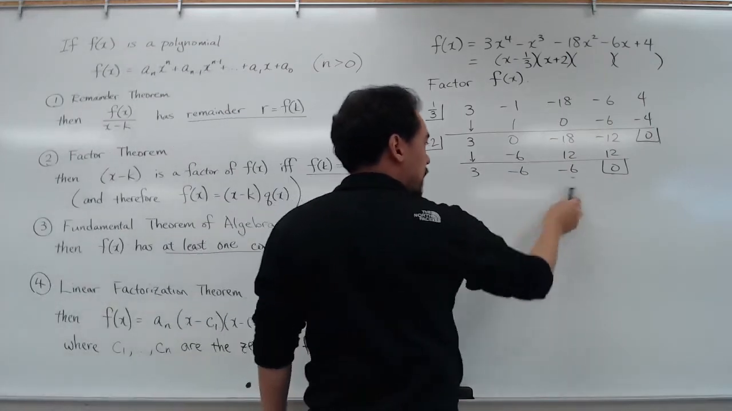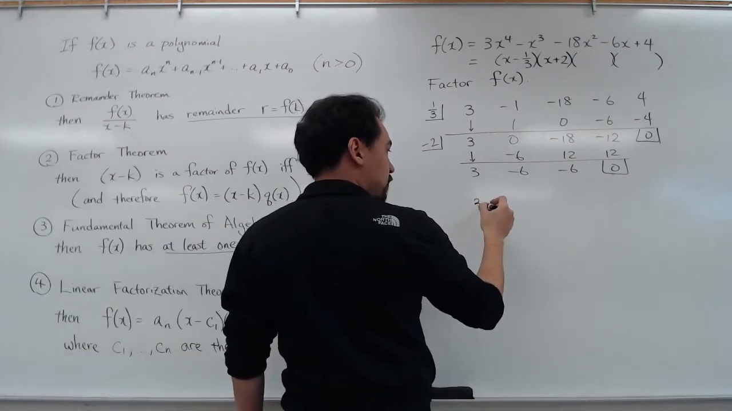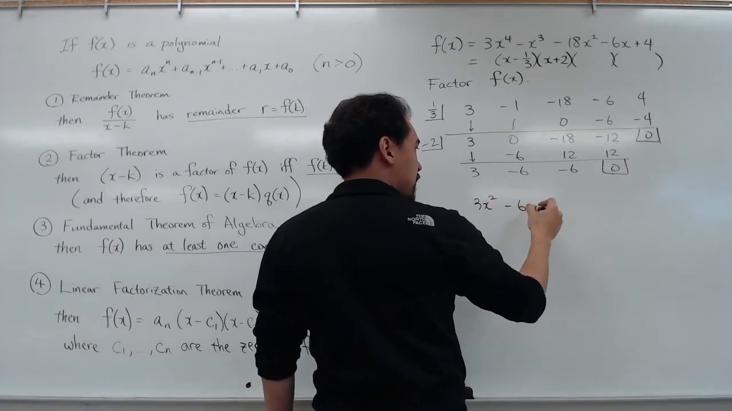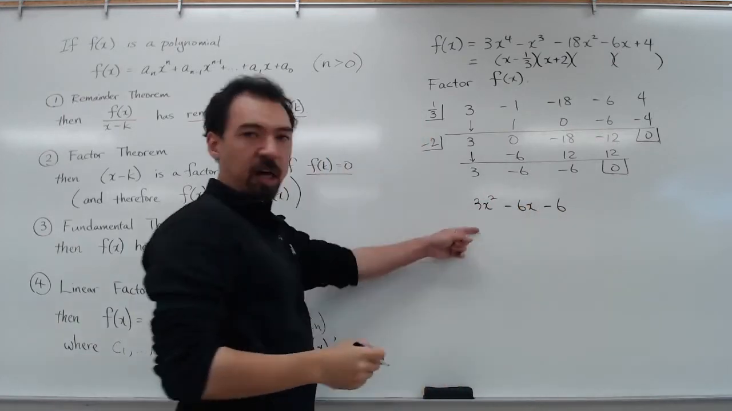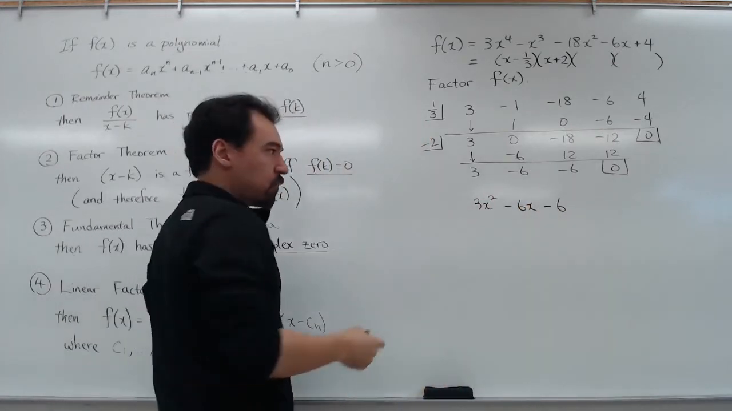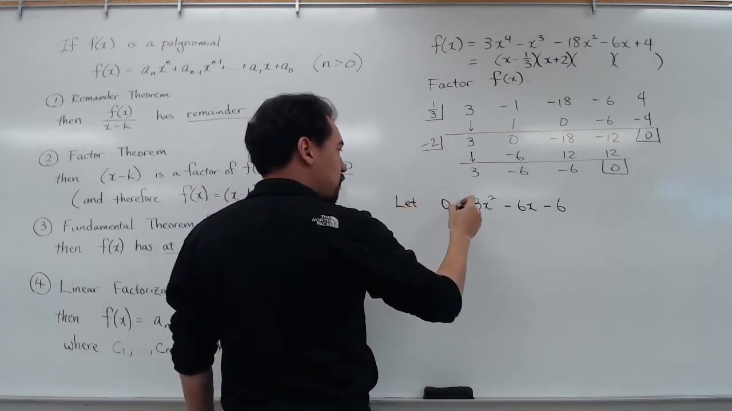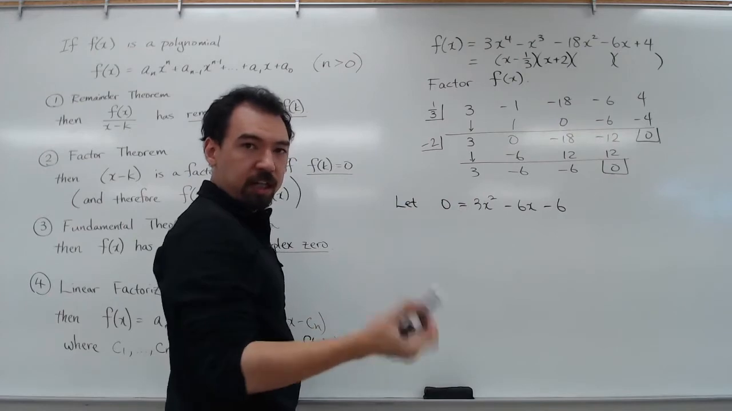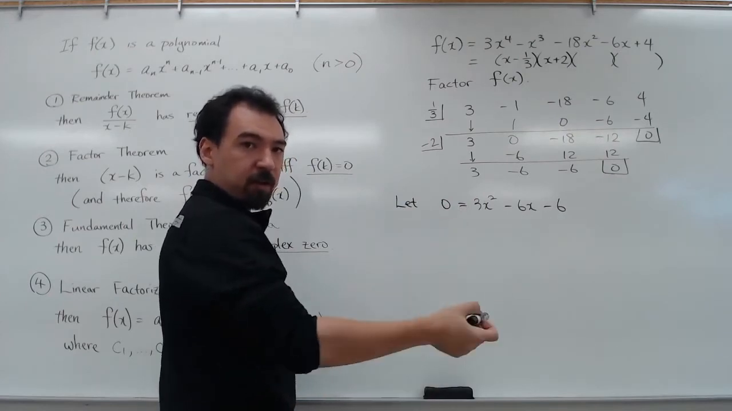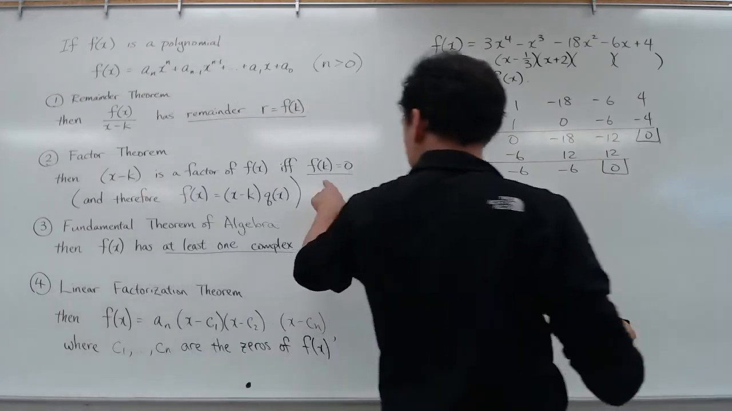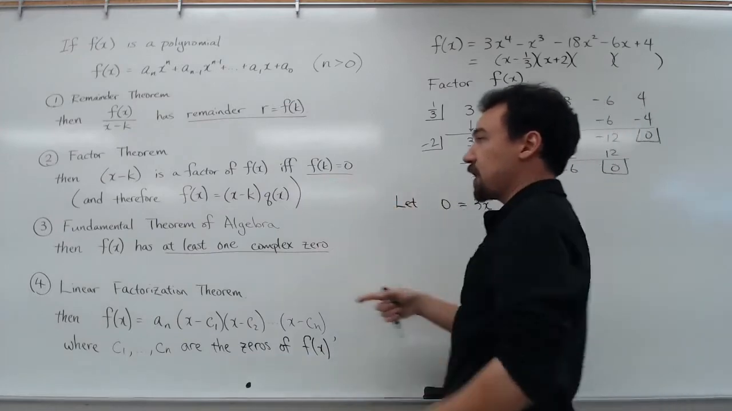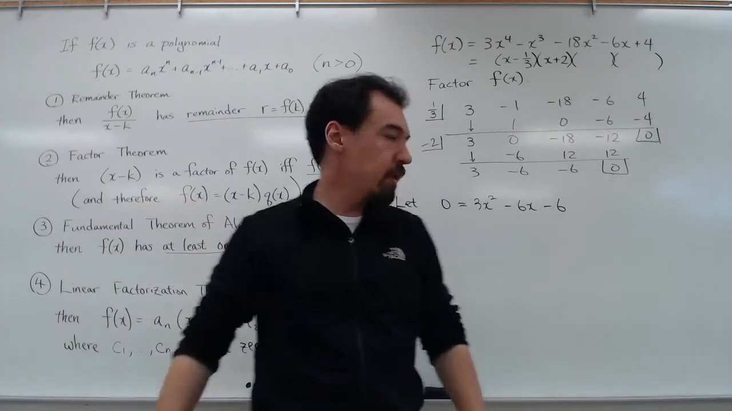I'm going to look at this and say, isn't this 3x squared minus 6x minus 6? Now, I would like to factor this. So the way I factor quadratics is, why don't I let this quadratic equal 0? Then I can use the quadratic formula to find the zeros, and then I can use the factor theorem to use the zeros to get the factors. Yeah?